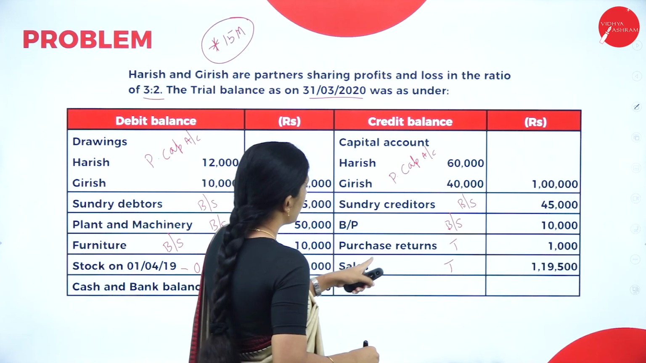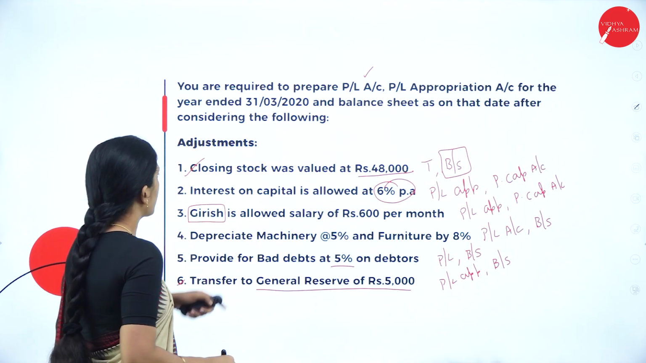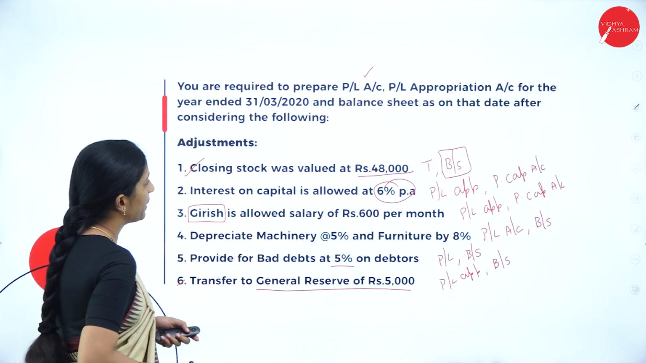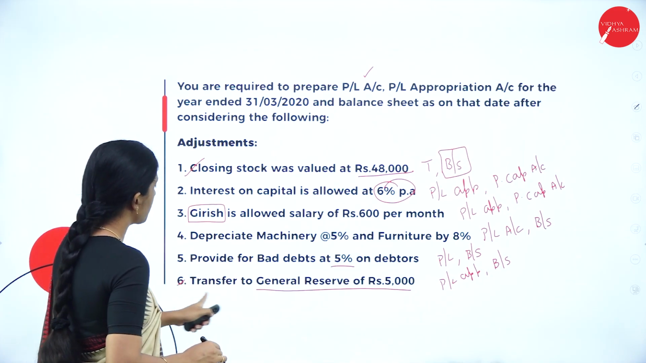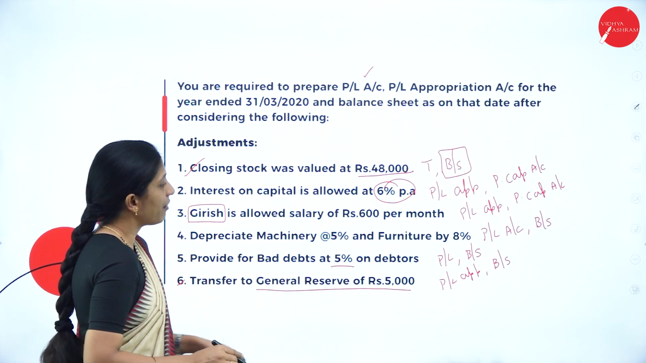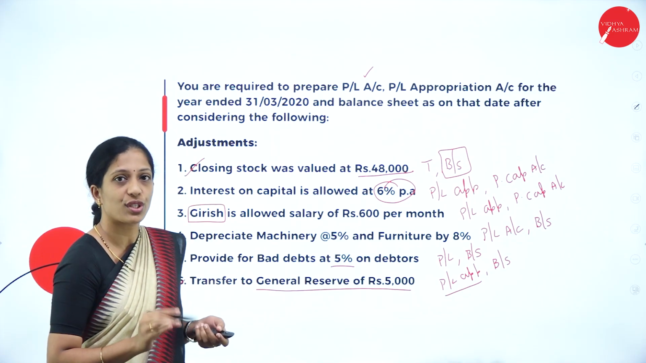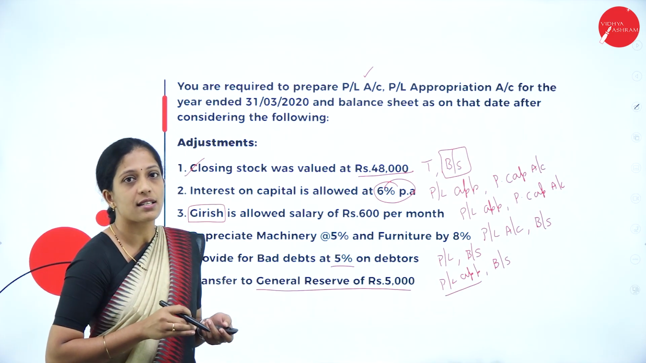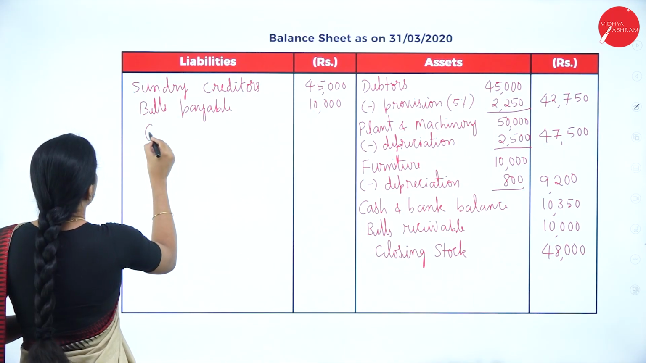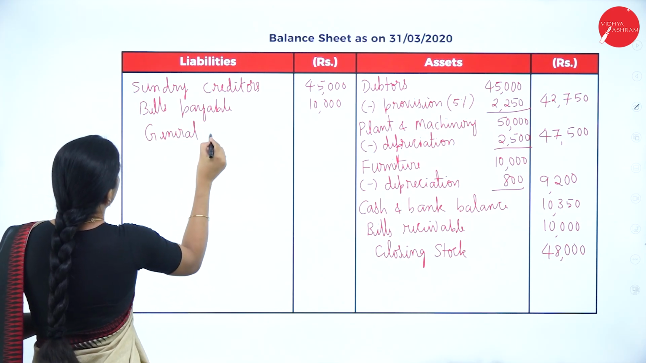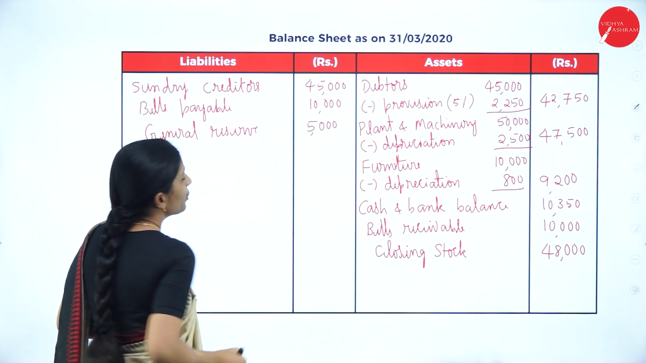Next liability, purchase return, these are all done. Next let us see here. So stock is done twice. Interest on capital we have taken. Girish's salary, we are done. Depreciation is done. Provision for bad debts is done. Transfer to general reserve we have taken under P&L appropriation account, that is from the profit 5,000 has to be transferred to general reserve, which means that a new liability is there now. So you have to take in the balance sheet general reserve, that is 5,000.